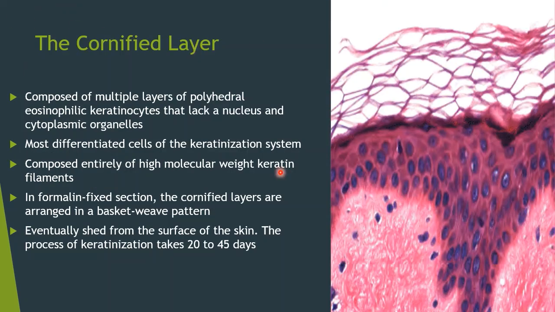Coming to the stratum corneum, it is composed of multiple layers of polyhedral eosinophilic keratinocytes that lack a nucleus and cytoplasmic organelles. It is the most differentiated cells of the keratinization system, composed entirely of high molecular weight keratin filaments. In formalin fixed sections, the cornified layers are arranged in a basket-weave pattern, and they eventually shed from the surface of the skin, and this process takes around 20 to 45 days.